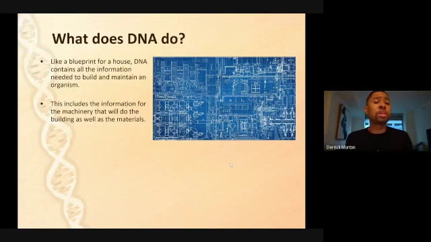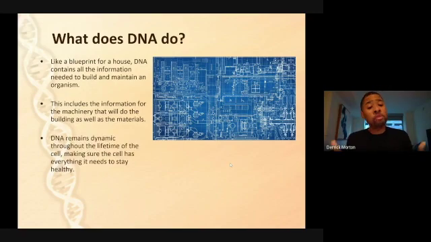So this includes the information for the machinery that will do the building as well as materials. And so you all probably have talked about ribosomes and RNA and all of these molecules that are very important to facilitating the process of going from DNA to RNA to proteins. And so the information housed within your DNA is important for providing the instructions to build these materials.